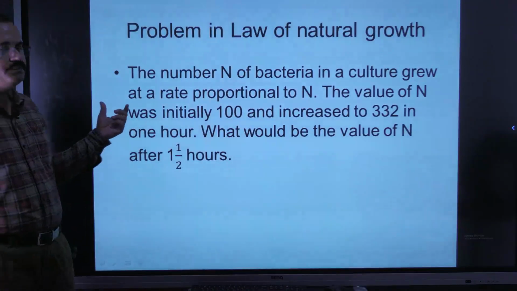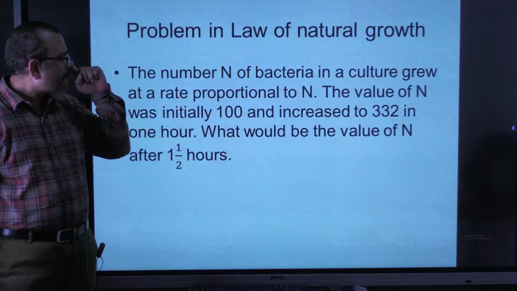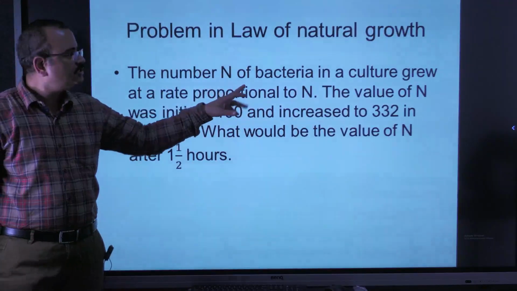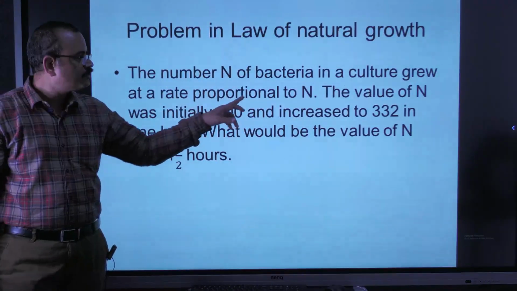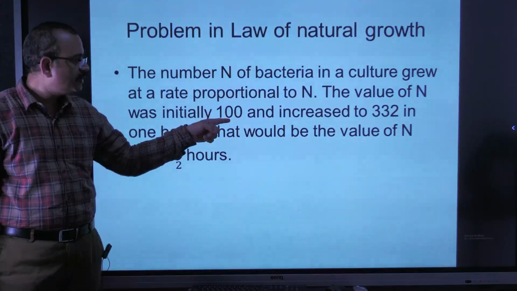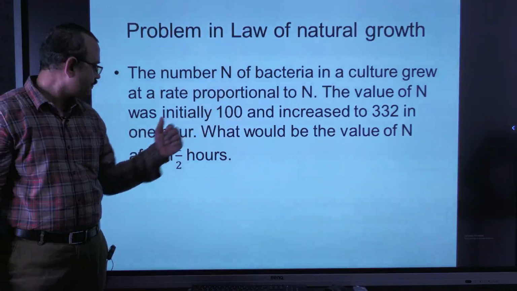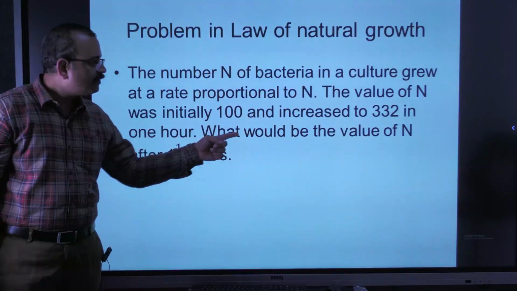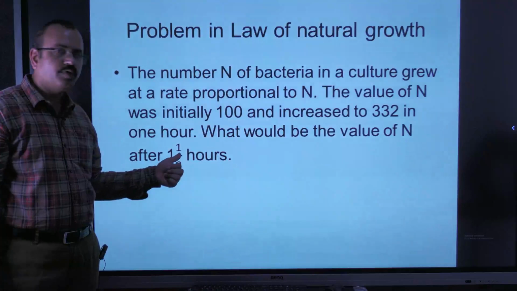So this is the problem. The number n of bacteria in a culture grew at a rate proportional to n. The value of n was initially 100 and increased to 332 in 1 hour. So what would be the value of n after 1.5 hours?